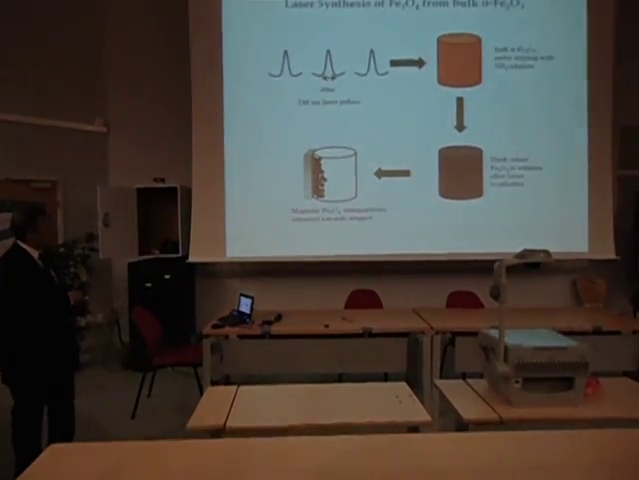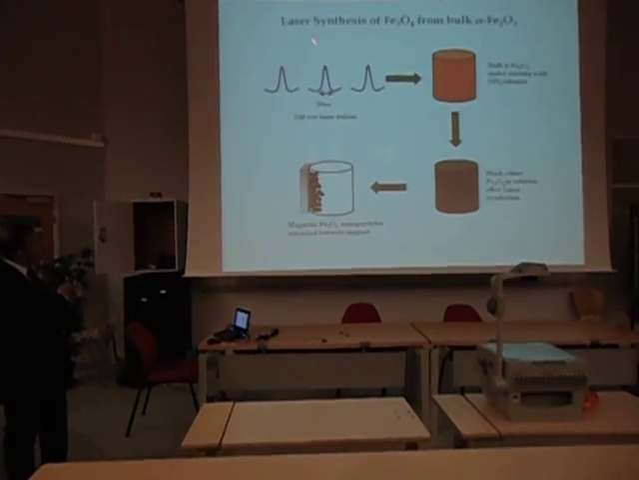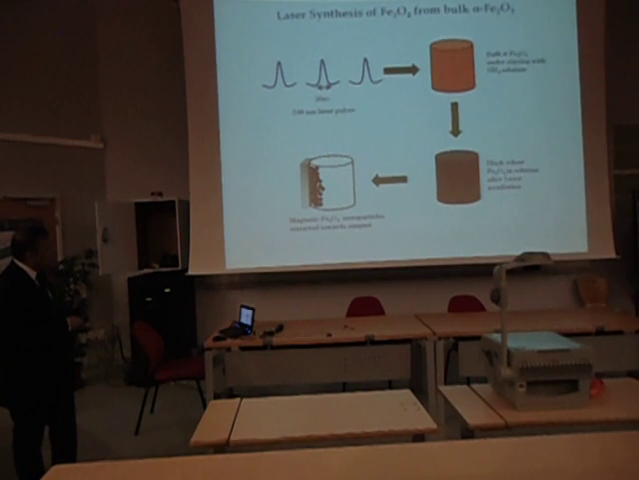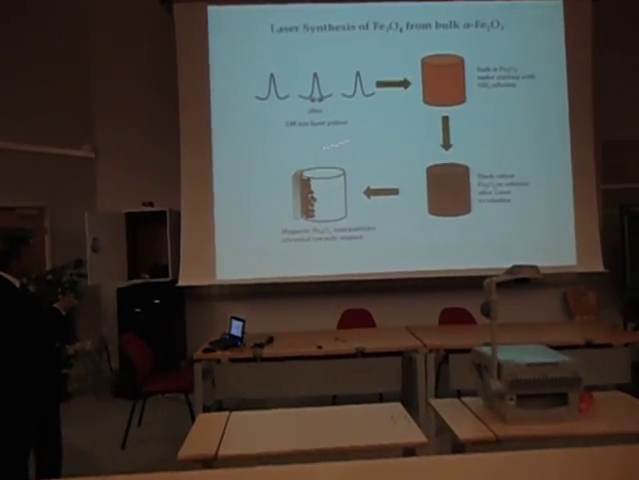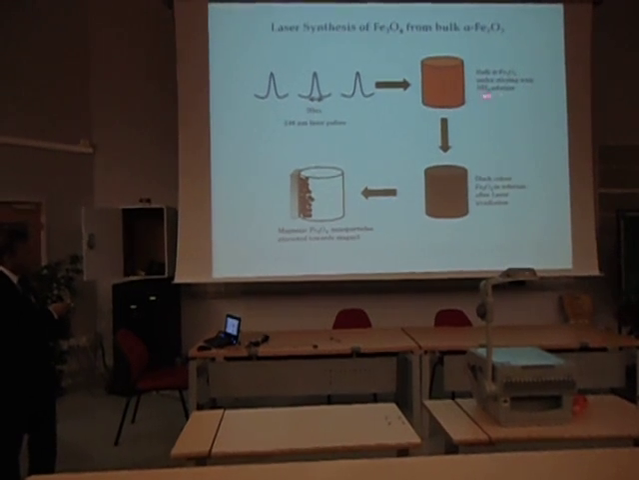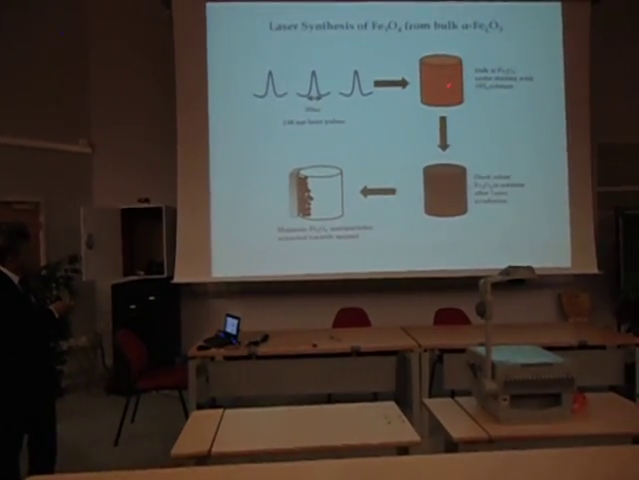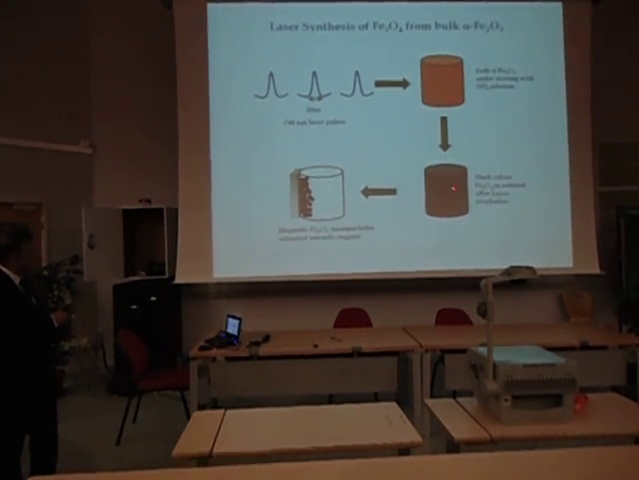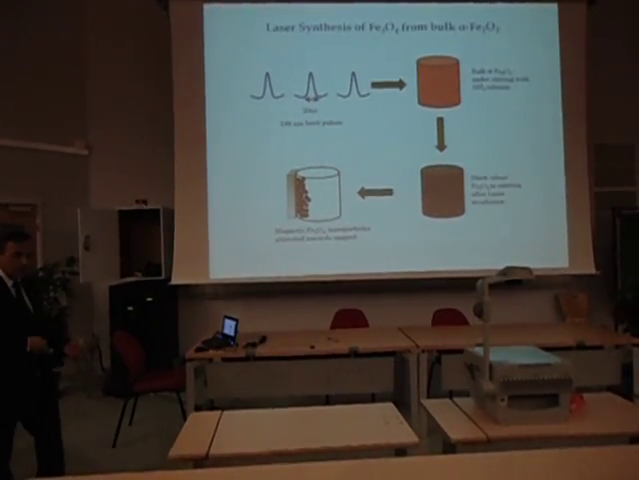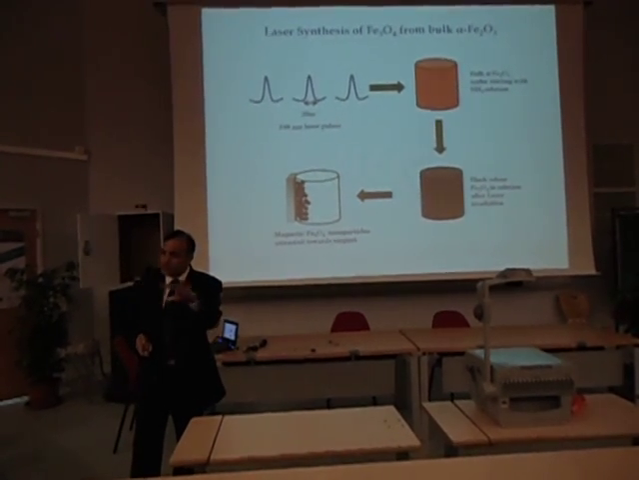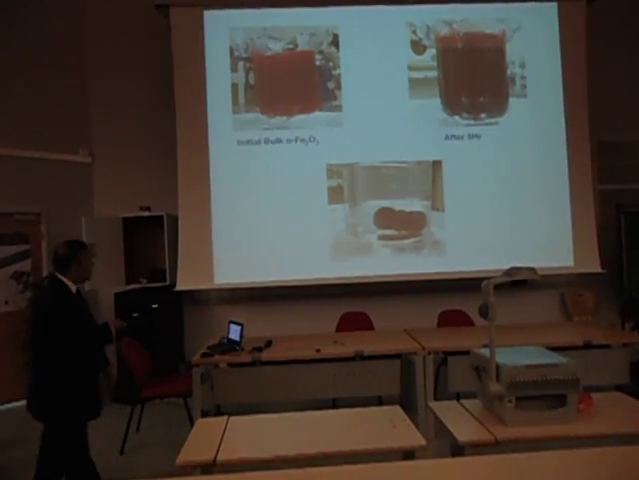Let me show you another case of interest where we are trying to do large-scale laser synthesis of Fe3O4. We took excimer laser pulses. We simply take bulk Fe2O3 in ammonia solution, blast it with certain laser pulses, and we get a completely black powder, which is magnetic. So we generate Fe3O4. We want porous iron oxide for certain energy storage applications. And you will see what is happening.